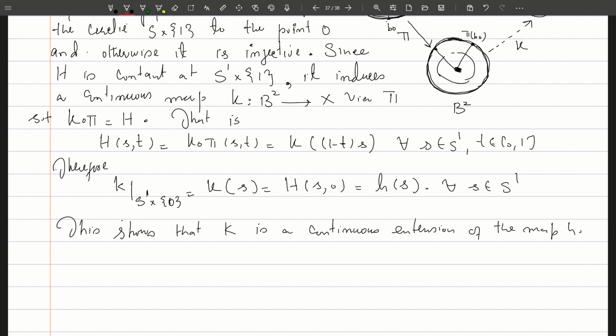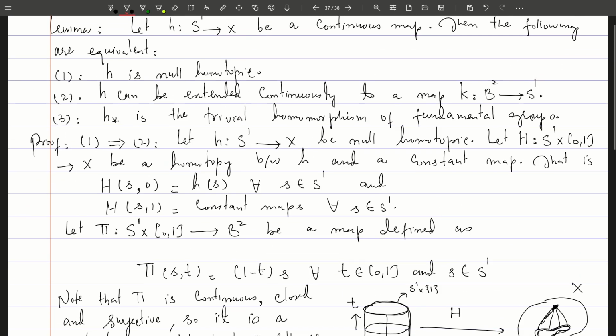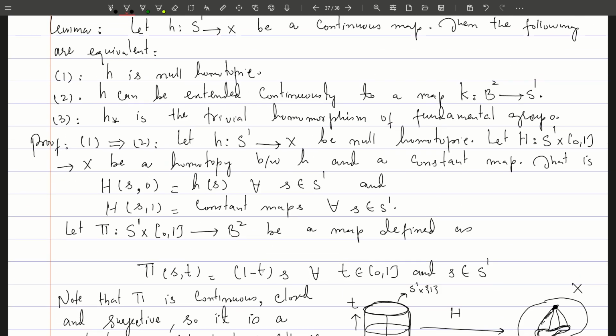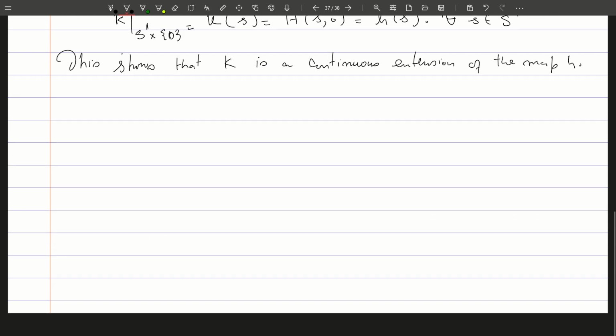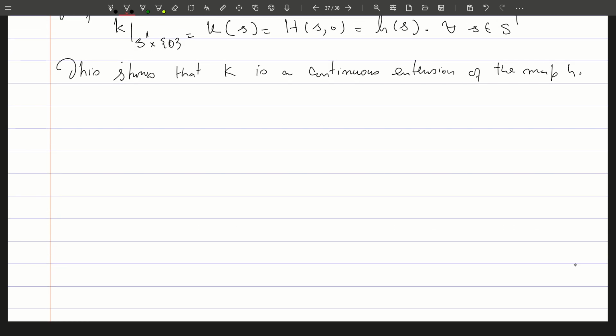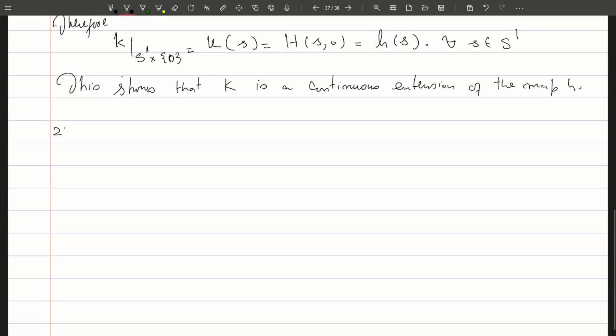So hence this is done. Now let us prove the item second implies item third. We'll assume that K is a continuous extension of the map H. Then we'll prove that H star is a trivial homomorphism.